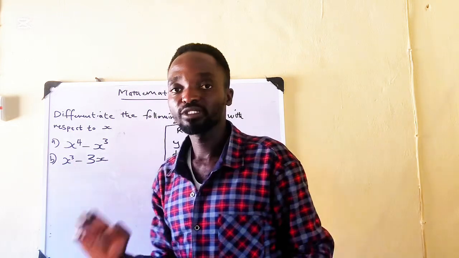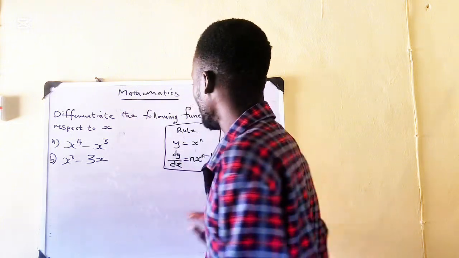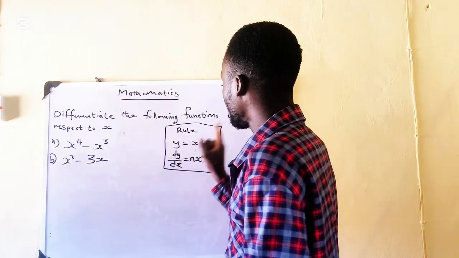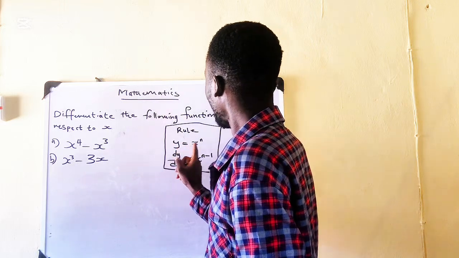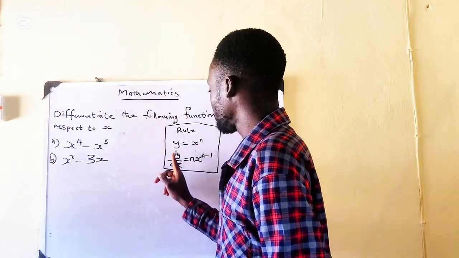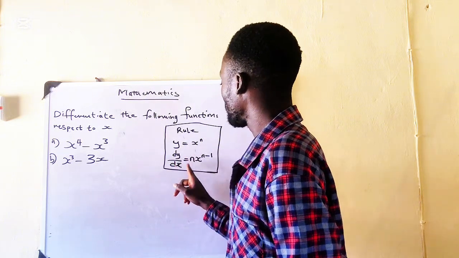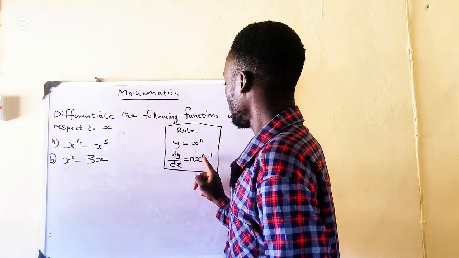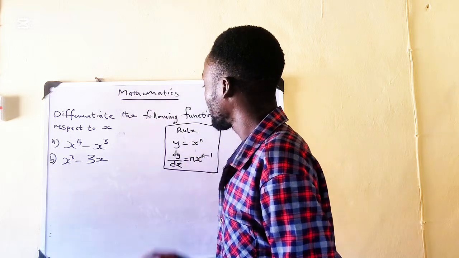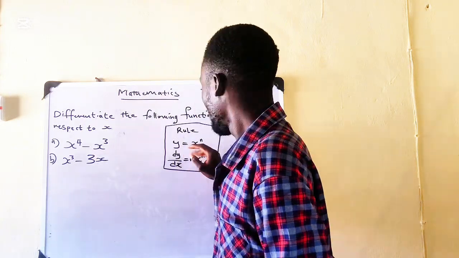Before you do that, there's something very important I want you to know. Always take note of this rule of differentiation. This is called the power rule. The rule says that if you have y is equal to x raised to the power of n, then if you differentiate that function, dy/dx is equal to n x raised to the power of n minus 1.